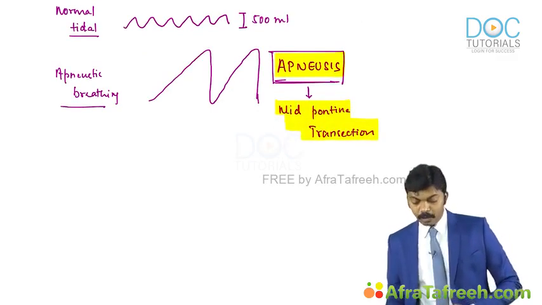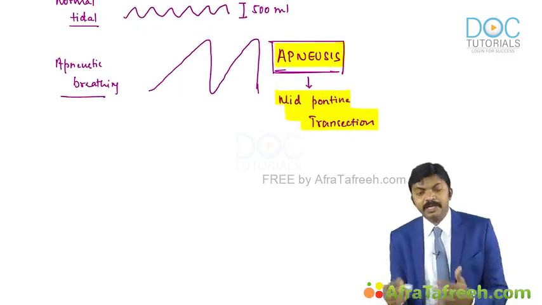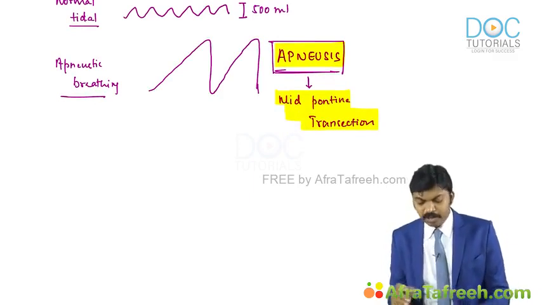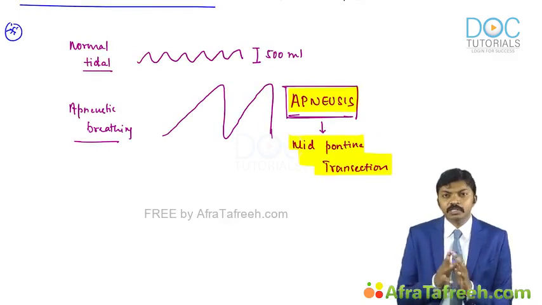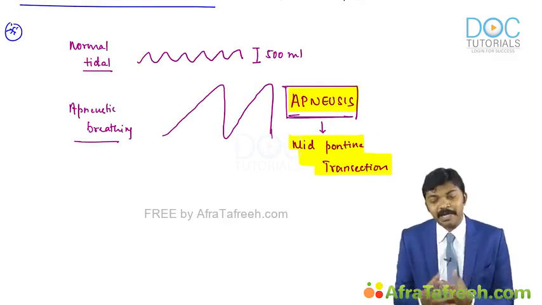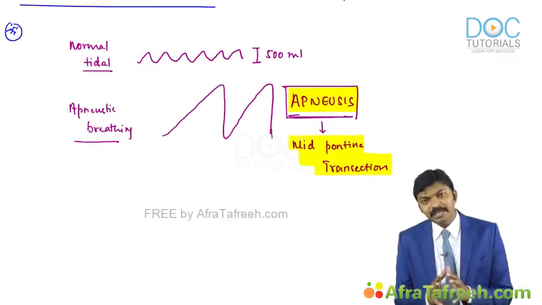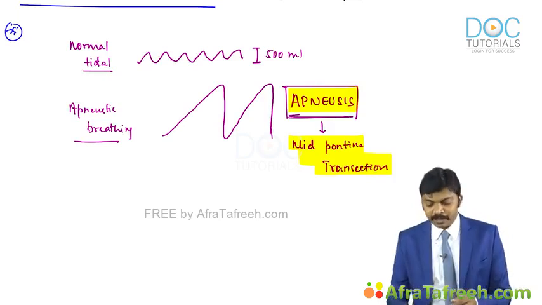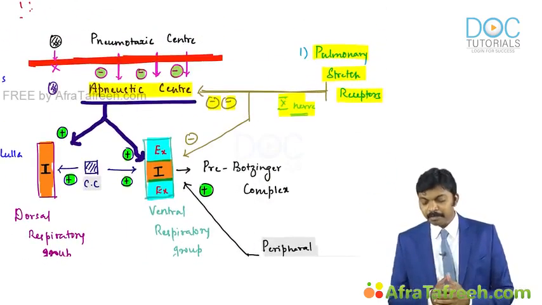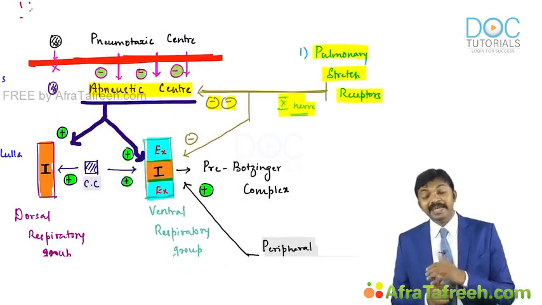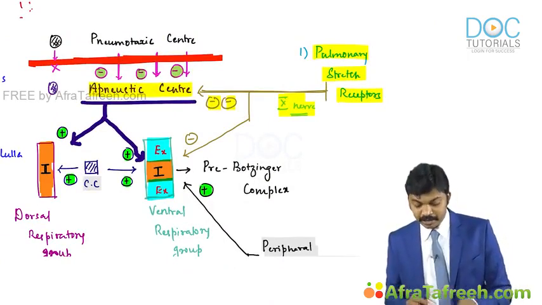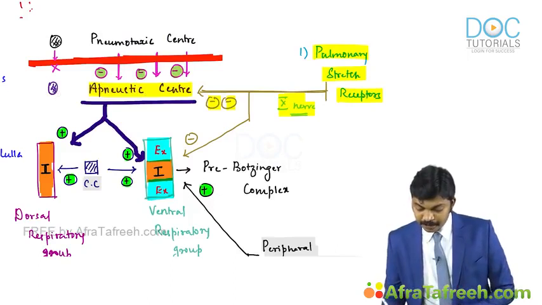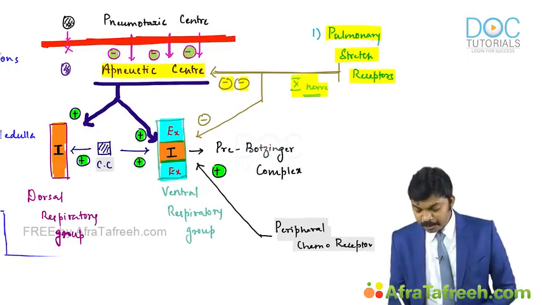Fine, people. Now, let us try to see what happens in this pathology and how someone could expire. The only reason the subject can expire is that pulmonary stretch receptors inhibit the apneustic center, thereby expiration takes place.